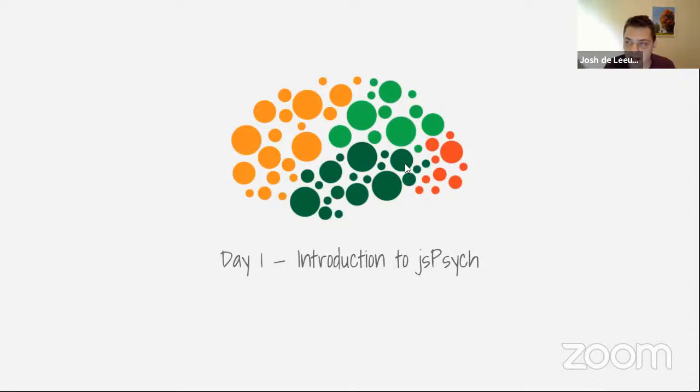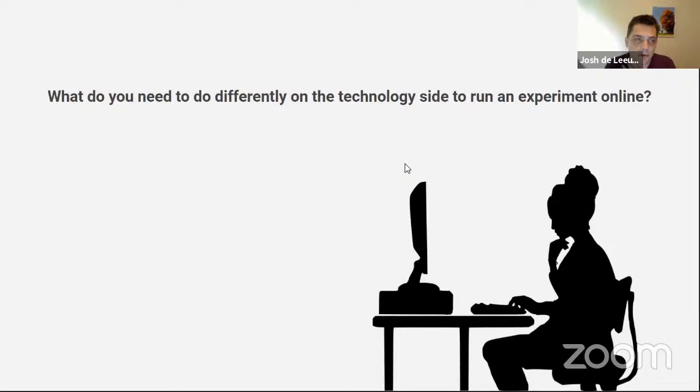Okay, so with that, I'm going to transition more to the specifics of the introduction to jsPsych, and I'm going to give a quick overview of the technology that goes into a web experiment that is different from, say, a lab experiment. One thing that you might be wondering if you've never run an experiment online is what's different. You're used to running an experiment in the lab where you have a lot of control over the technology, and things are a little bit different online.